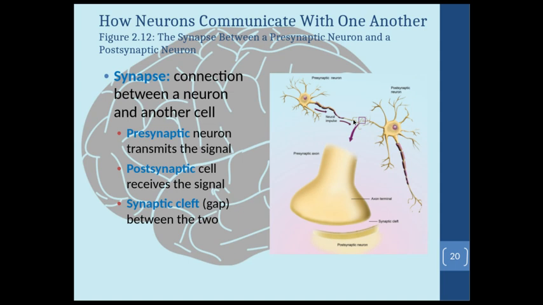So at some point, the signal has to get from this cell, which we call the presynaptic cell, pre meaning before the synapse, to the postsynaptic cell, which is here, postsynaptic neuron, after the synapse. And the synapse, as mentioned earlier, is the gap between the two.